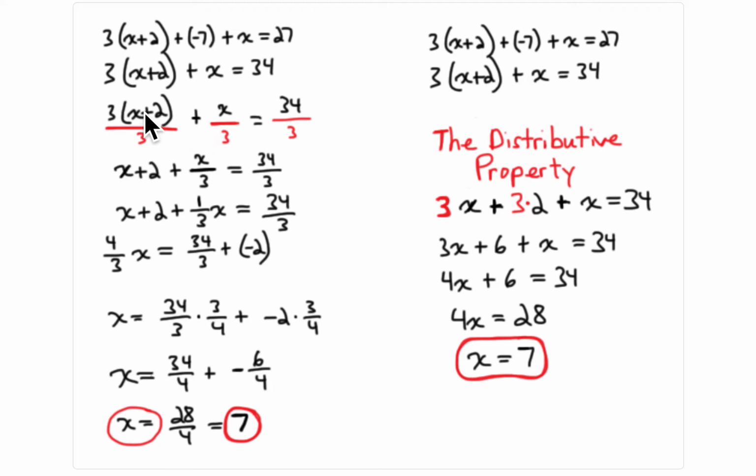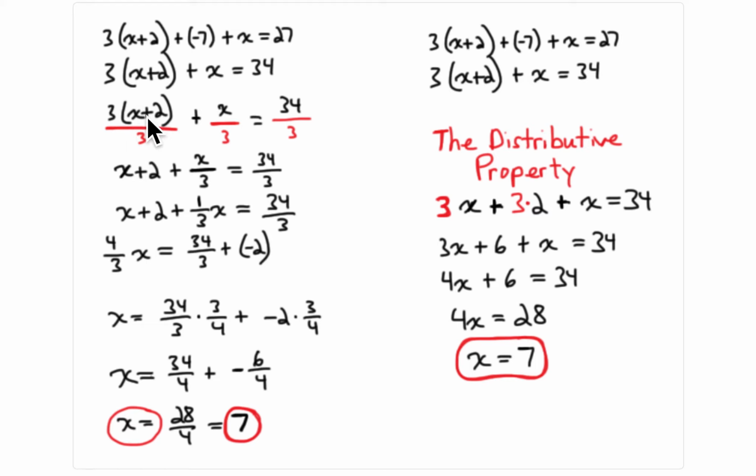So on the left, I'm not going to use the distributive property. I'm going to say, well, I have 3 times some number plus x, and this equals 34. I can add a positive 7 to this negative 7 to make this 0. I add that positive 7 out here to make this 34. All right, so now I have 3 times x plus 2 plus x equals 34. If I decide I'm going to take 1/3 of this, I'm going to just look at x plus 2. I'm going to divide this by 3, so this becomes x plus 2.